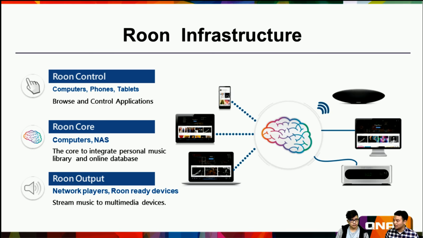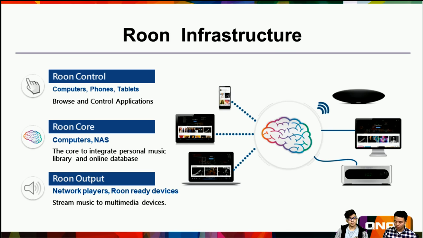To give you an idea of what you just saw, here is how Roon will show you after everything is set up. If we look at how it is built, it actually contains three parts. First is control, then core, and the last one is output. You can imagine the core, because it's called the core, everything is basically built around that. So what the core does is what we just said.